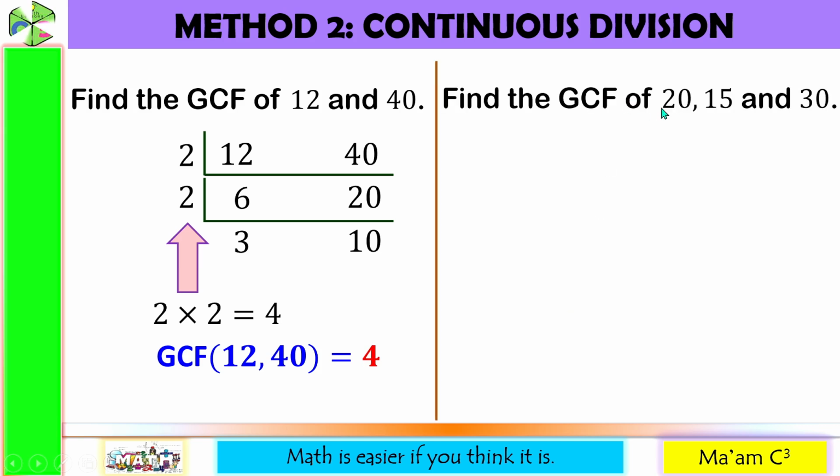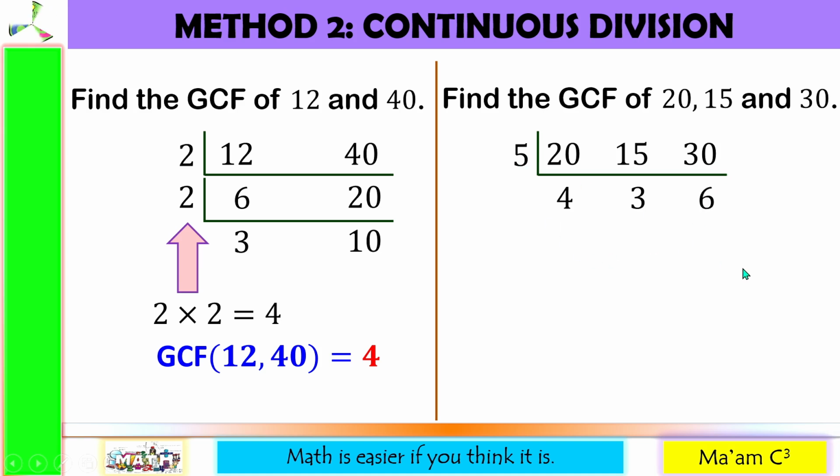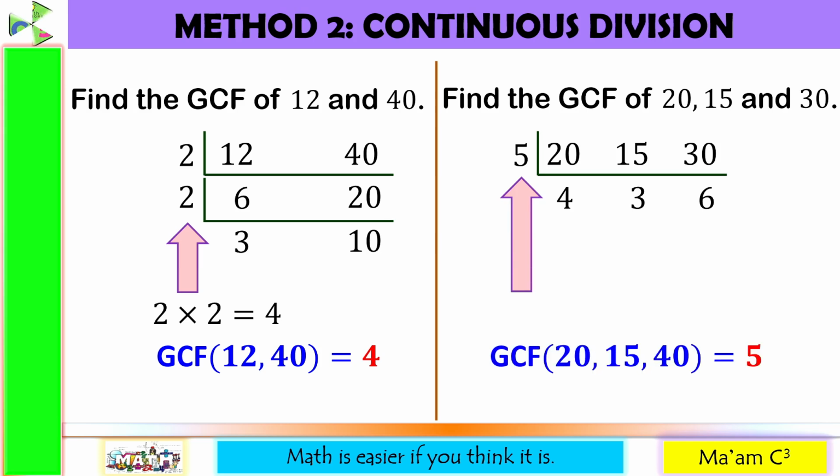This time, let's have three numbers. Let us rewrite them. Think of a number that can divide these three, and that would be 5. 20 divided by 5 is 4. 15 divided by 5 is 3. 30 divided by 5 is 6. Is there a number that can divide 4, 3, and 6? There is none. So my GCF therefore is this number here. The GCF of 20, 15, and 30 is 5.